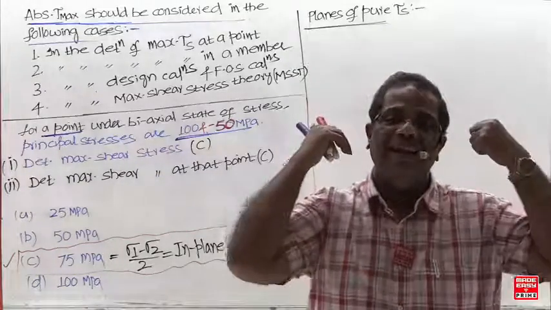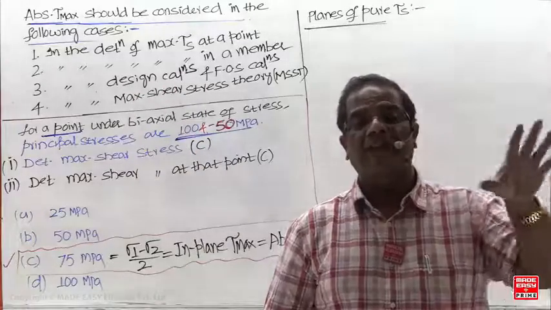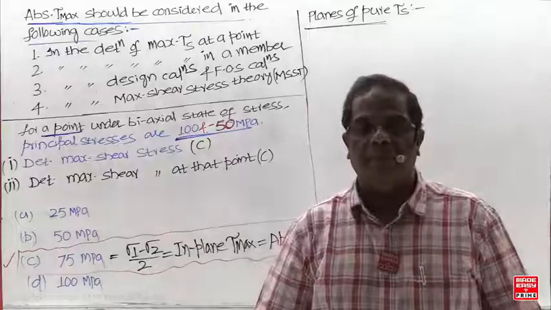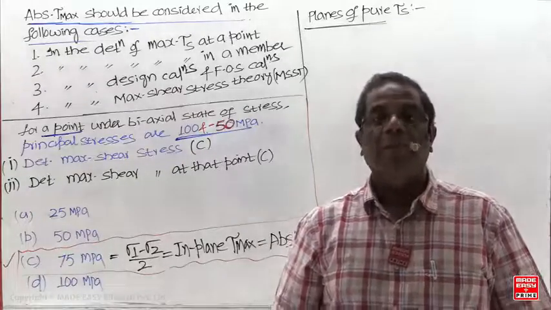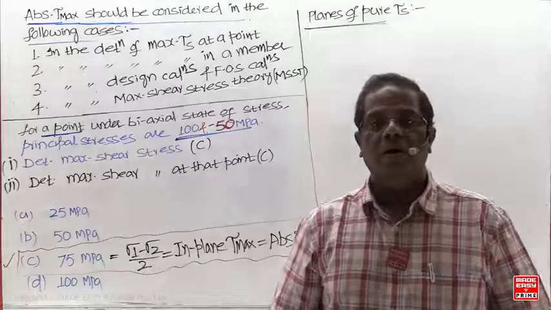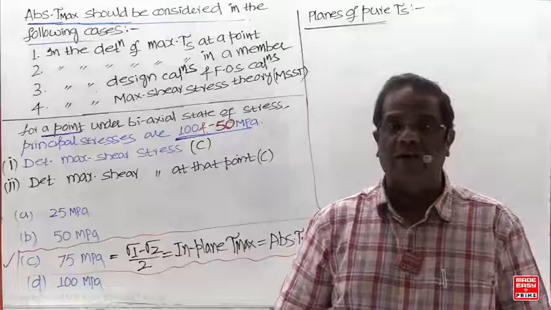Give any value of sigma x, sigma y, tau xy, maybe uniaxial, biaxial or triaxial, you will always get a principal plane. You will always get tau max planes. But planes of pure shear, will you get them or not? We don't know. Planes of pure shear will exist or will not; directly we cannot tell.